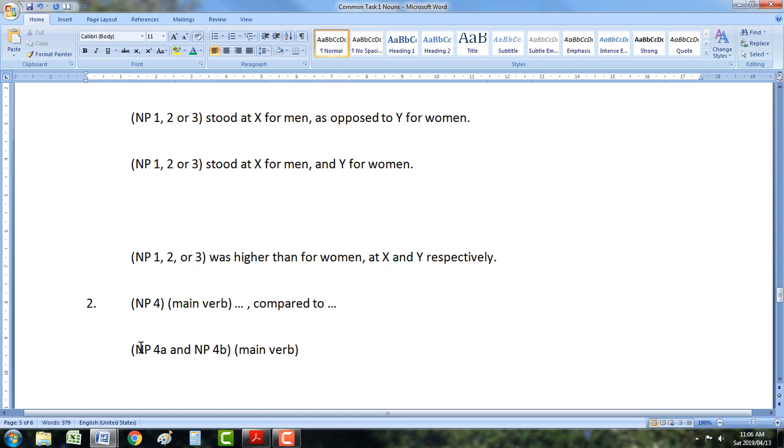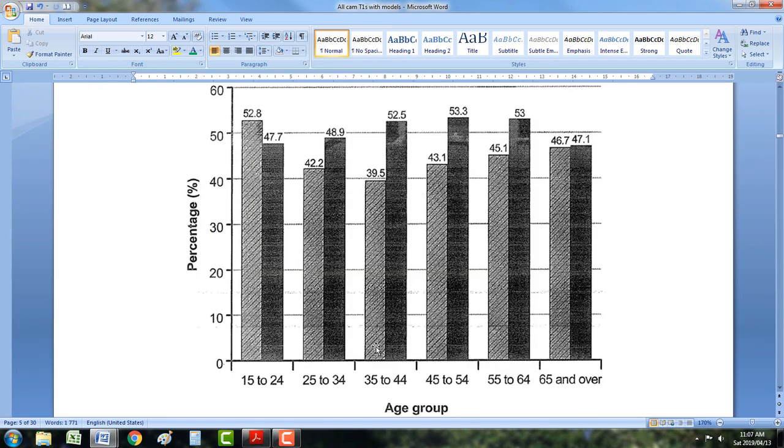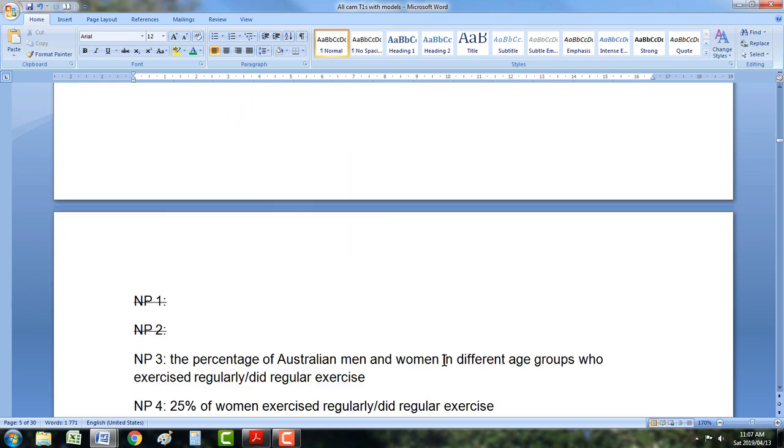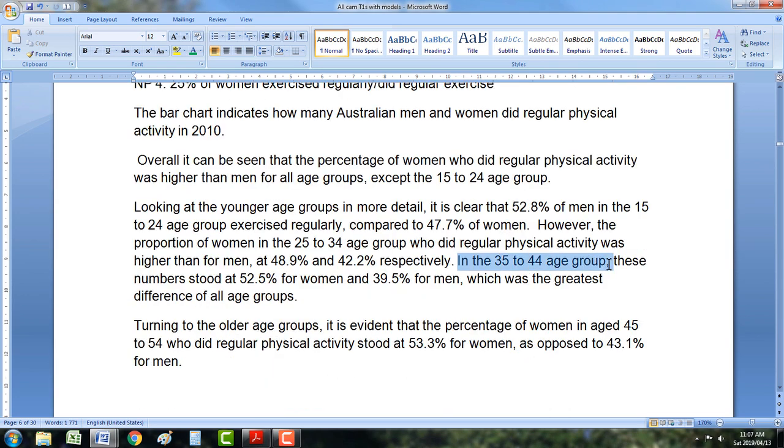I don't want to make it too much like science. So it'll be 54% of men and 44% of women exercise regularly, full stop. So we're looking at this one, 53% of women, 45.1% of men. So we can introduce that as our linking language. Same as we did over there. I've changed age group to category. Very nice thing to do.